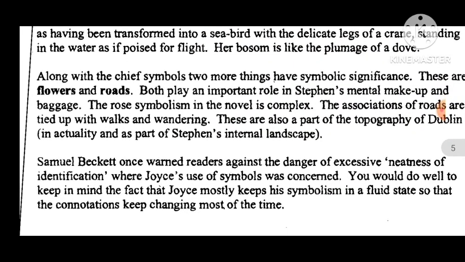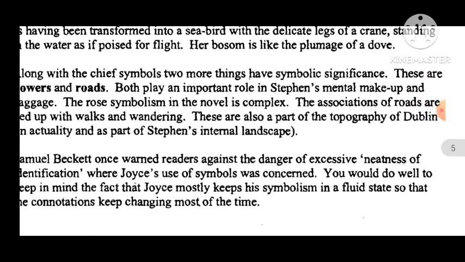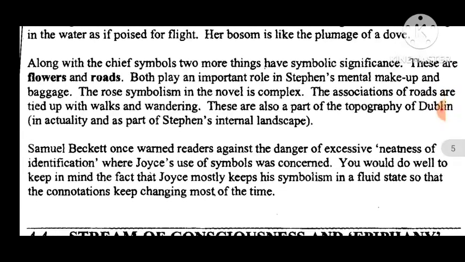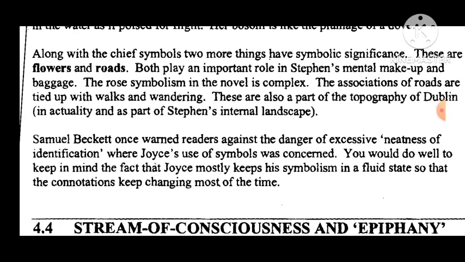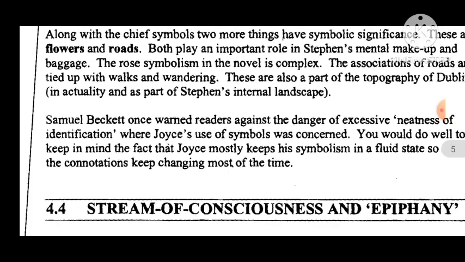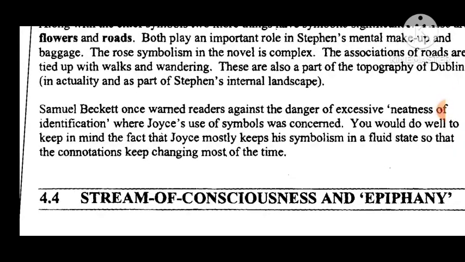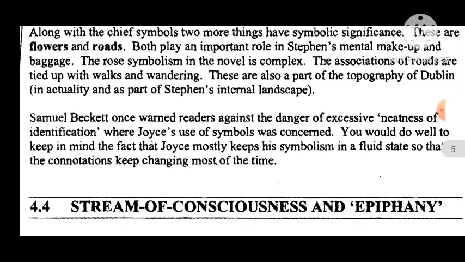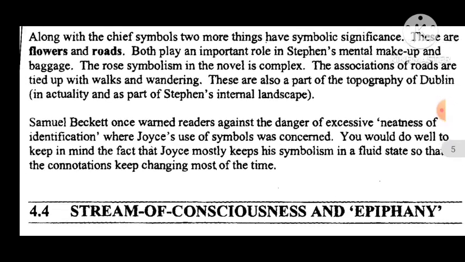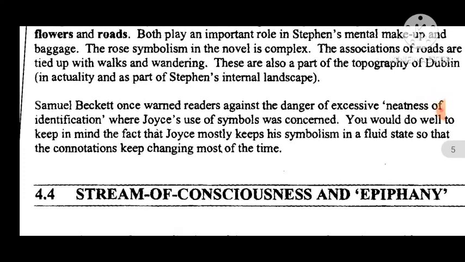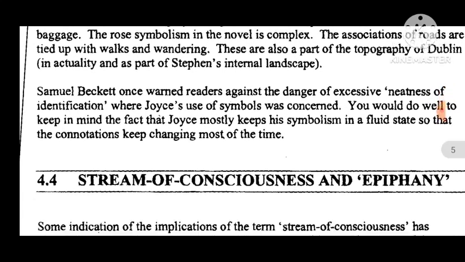Along with the chief symbol, two more things have symbolic significance. These are flowers and roads. Both play an important role in Stephen's mental makeup and baggage. The road symbolism in the novel is complex. The association of roads is tied up with walks and wandering. They are also part of the topography of Dublin and part of Stephen's internal landscape.